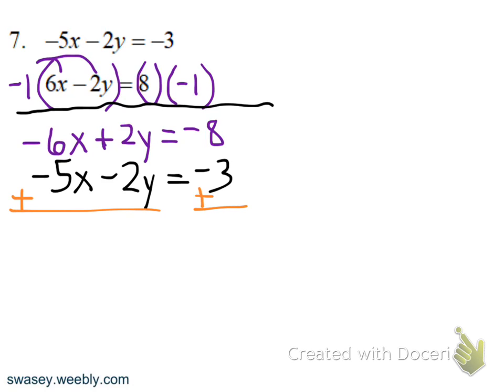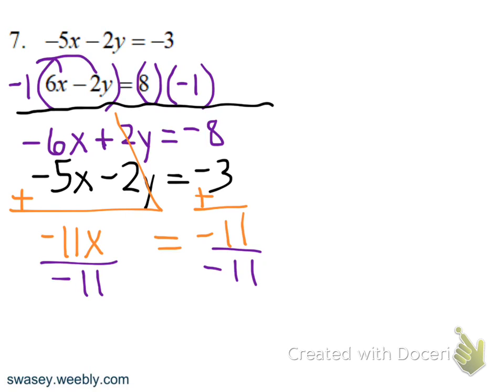Add your equations together. Negative 6x plus negative 5x, negative 11x. Your y's are eliminated. Negative 8 plus negative 3 is negative 11. And to get rid of multiplying by negative 11, we'll divide both sides by negative 11.